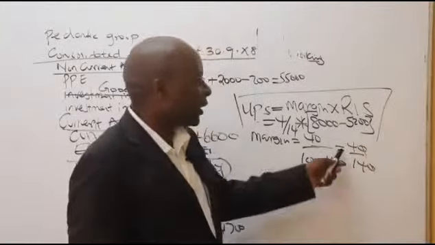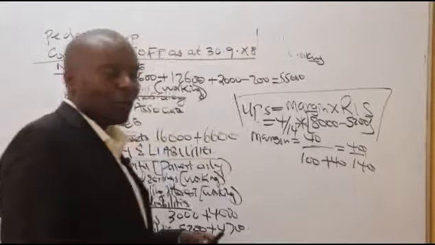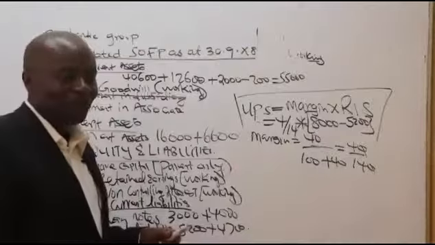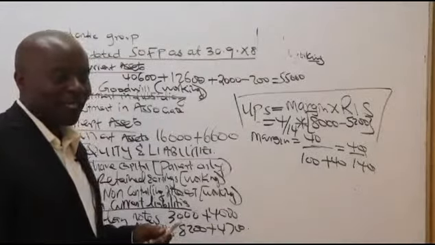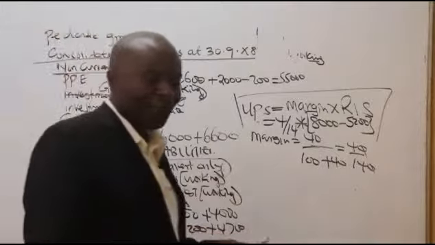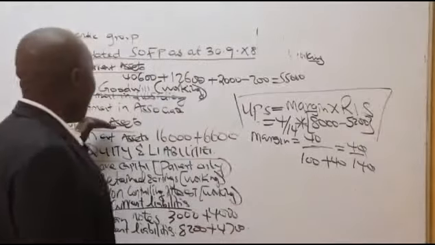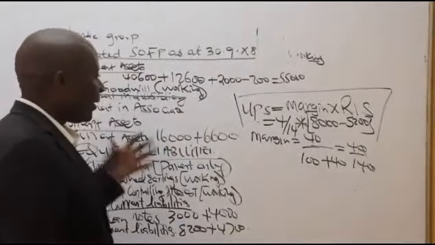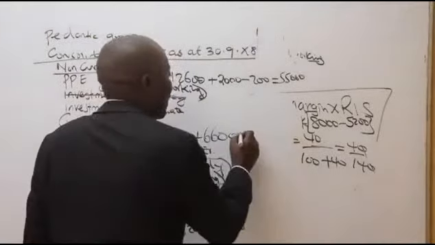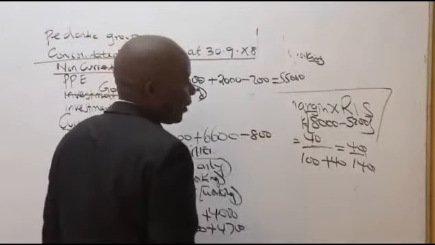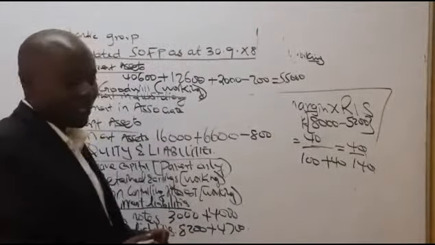So where should I subtract that 800 from? If an inventory was there in the current assets, I would have gone to inventory, but now here we don't have inventory. So please come here and say minus 800. Current assets, say minus 800.